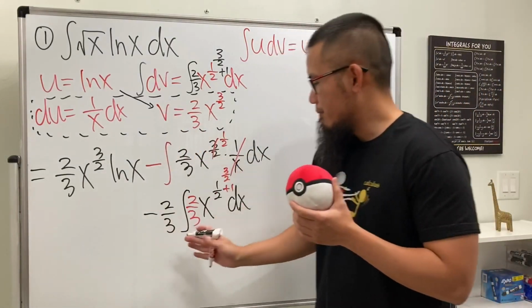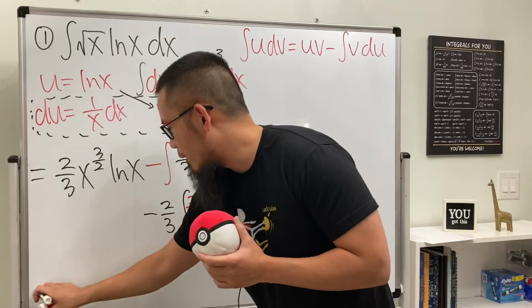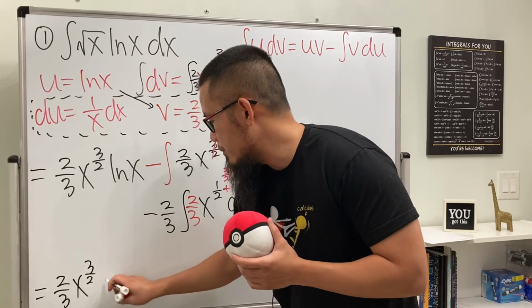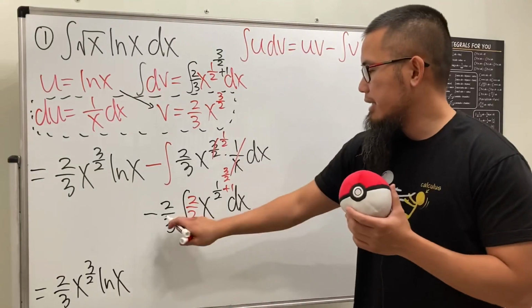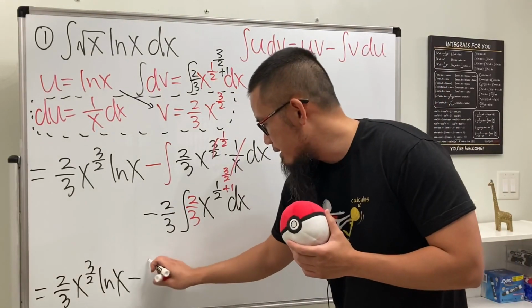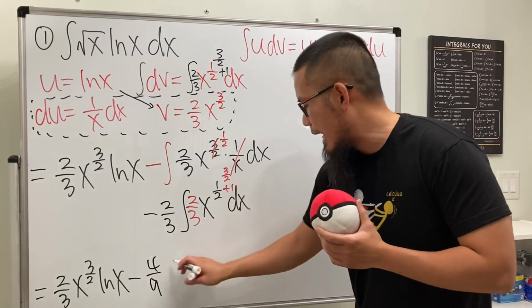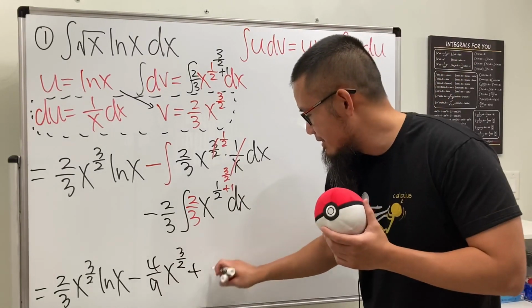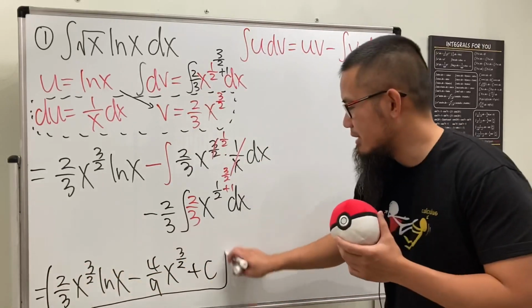So now, that's pretty much it. We will write down the first part, which is 2 over 3 x to the 3 over 2 times ln x. And then this times that is minus 4 over 9, and we have x to the 3 over 2. So that's it. It's not so bad. I can put on the plus c, and that's the answer.